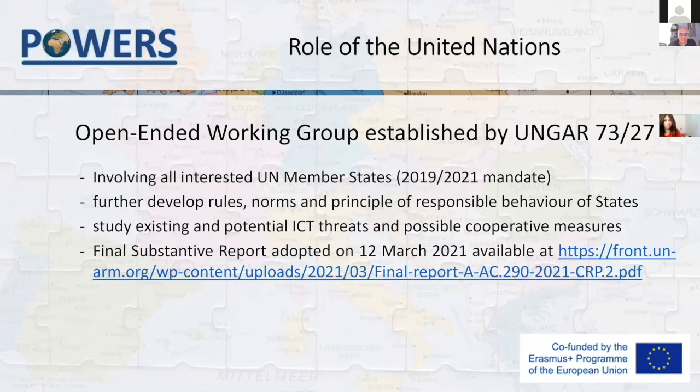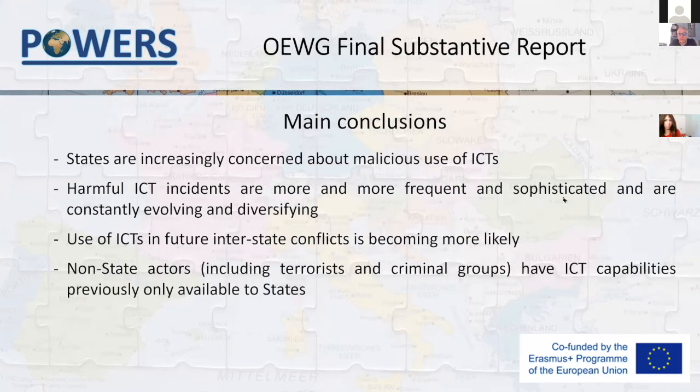It's clearly established both by the General Assembly and by this report. If we take a brief look at the main conclusions of the final report, well, there are some very worrying conclusions because the report says that harmful ICT incidents are more and more frequent and sophisticated, and they are constantly evolving and diversifying. And according to the report, the use of ICT in future conflicts among states is becoming more likely.